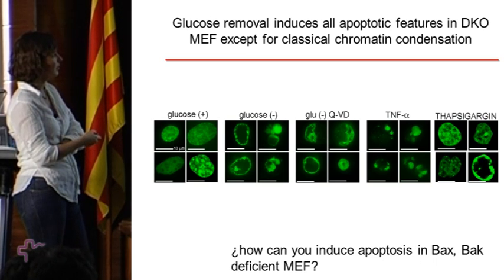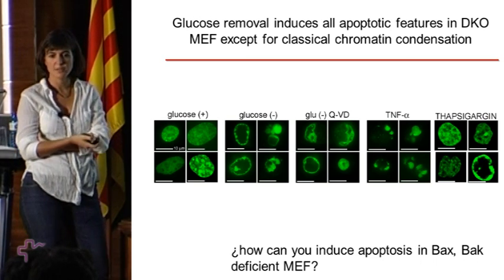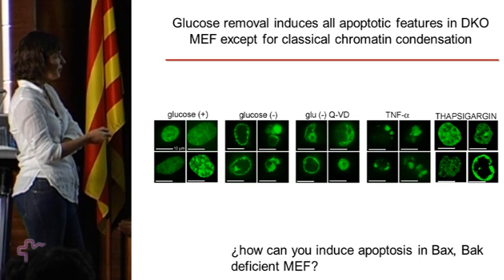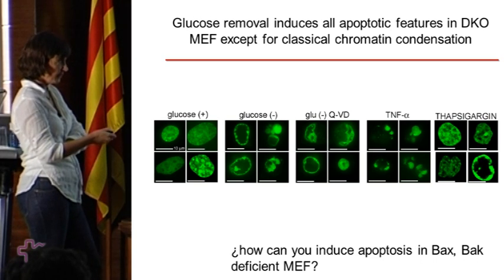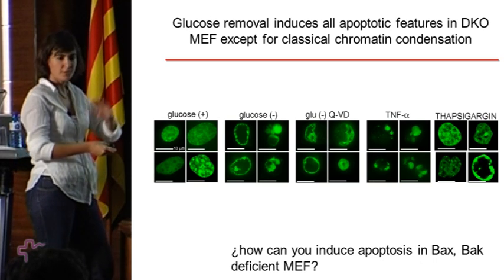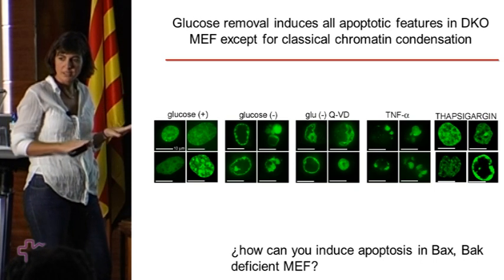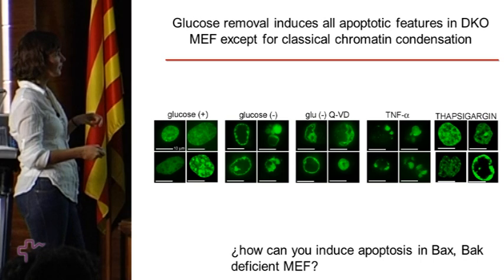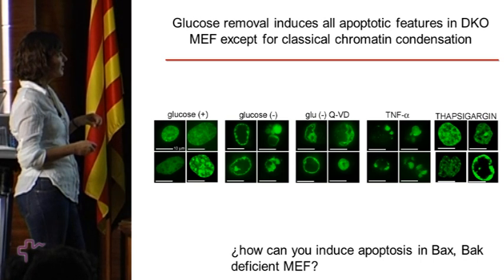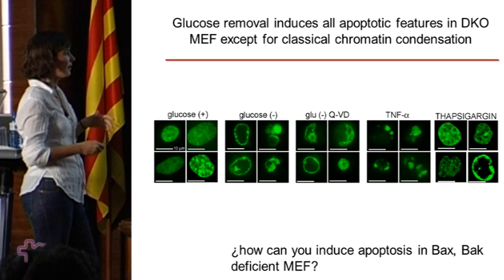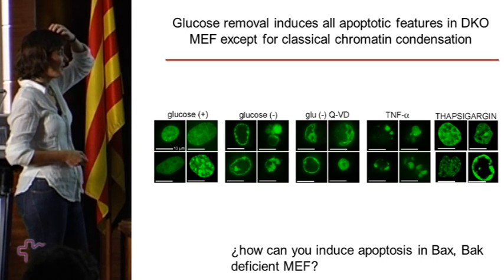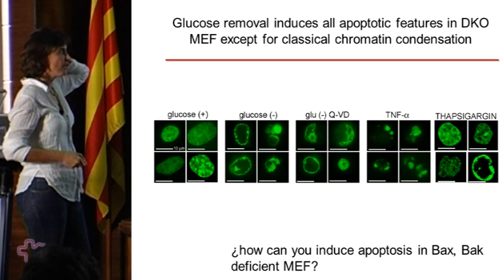This is how a normal nucleus would look when you transfect cells with histone H2B-GFP that binds the DNA. Apoptotic cells, like these same cells when they are treated with TNF through the non-mitochondrial pathway, die totally normally by apoptosis. They condense the chromatin. But when we incubate these cells without glucose, or the same in the presence of caspase inhibitor, the DNA degradation is different.